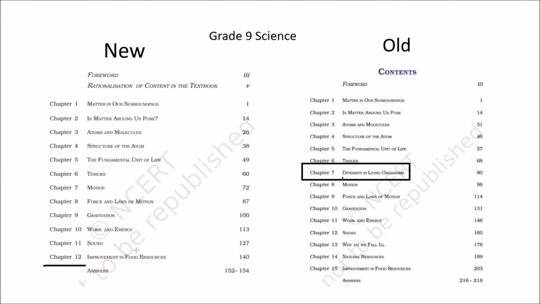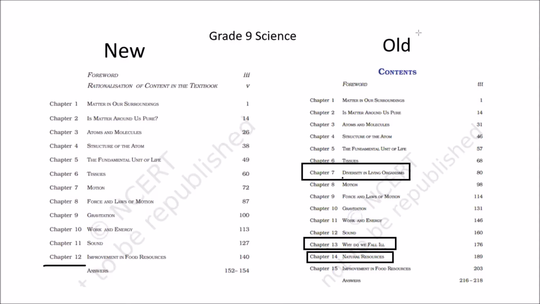Apart from that, the last chapter here is improvement in food resources, and this chapter is still there, but the concept of natural resources is not included in the new book. No space is given to it. And why do we fall ill, this chapter also has no space in the new book. So you can see these 3 chapters have been taken away, and a few contents from the textbook inside the syllabus have also been taken away. But for that, we will have to wait for the official release of the CBSE syllabus for the year 23-24. So these are the changes.